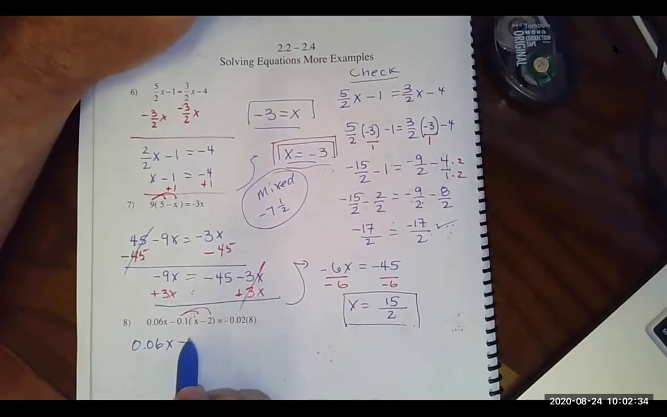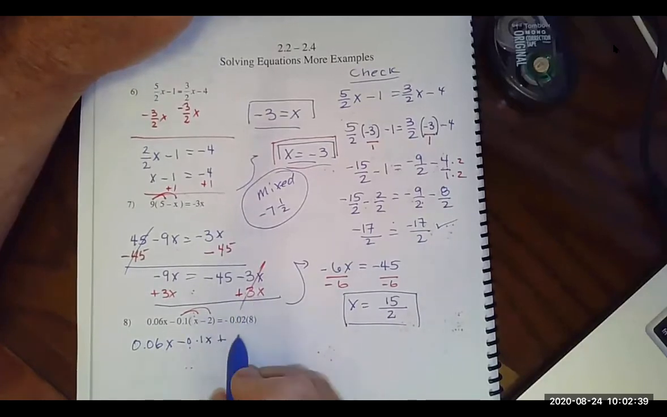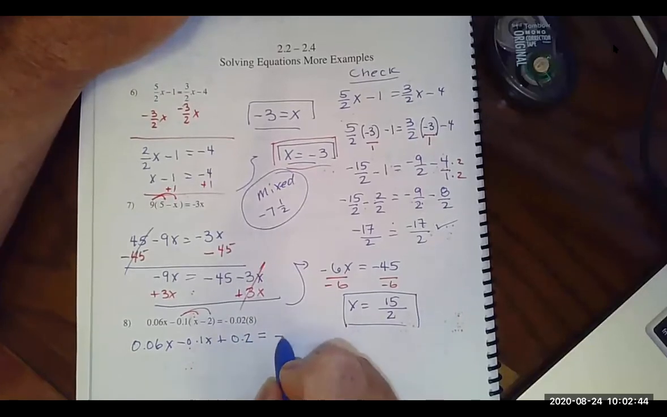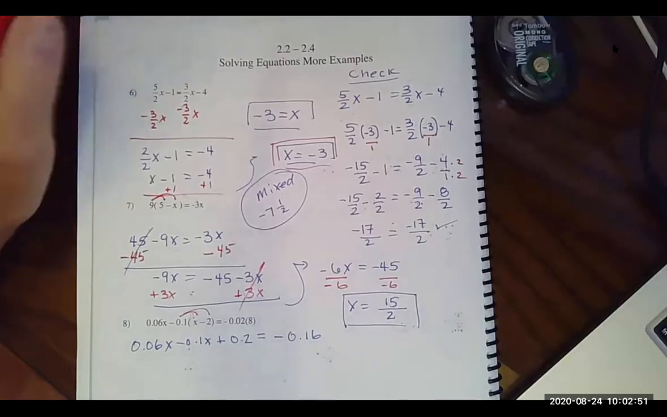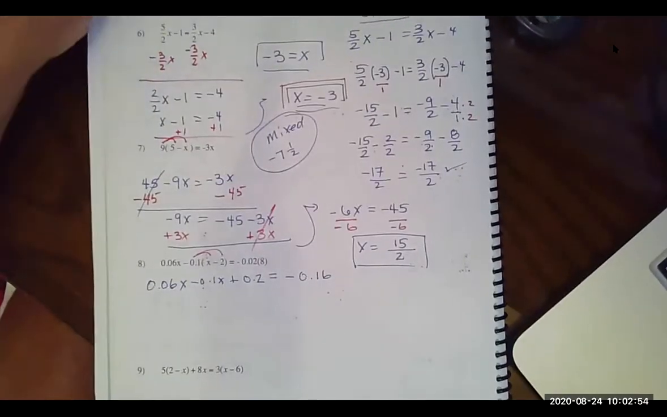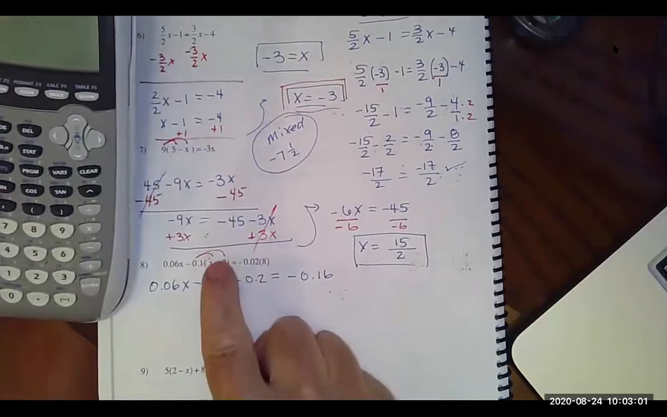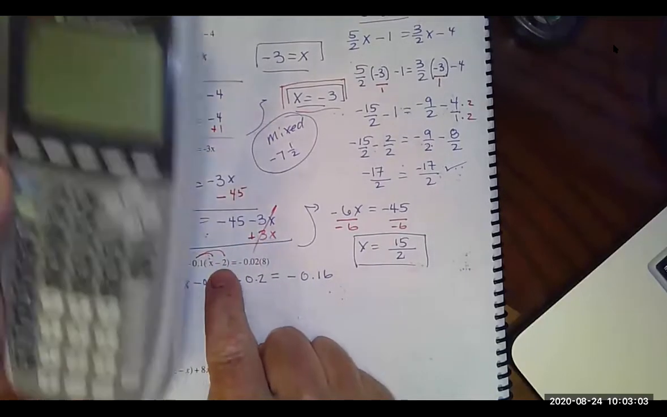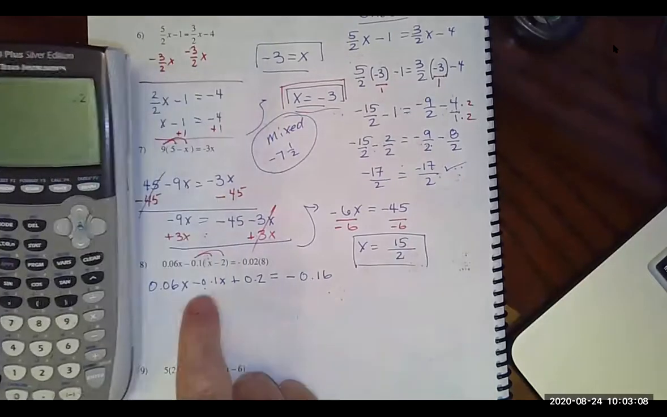Okay, that's minus 0.1x. That's plus 0.2 equals negative 0.16. Now, I had to do that in my head. I should probably check my answers with the calculator. You know, multiplying by decimals in my head or your head, you might make a mistake. 0.1 times 2. Okay, I got that one.